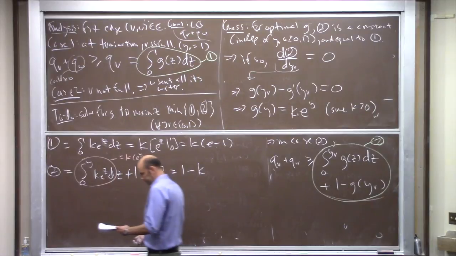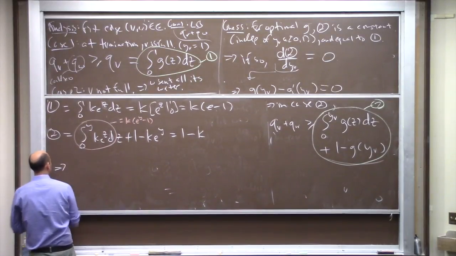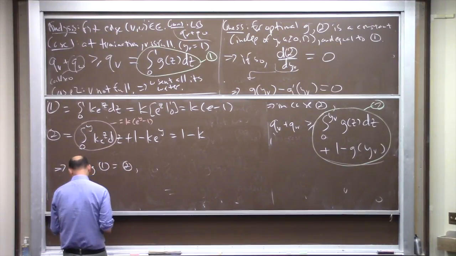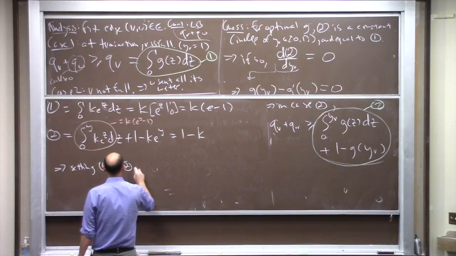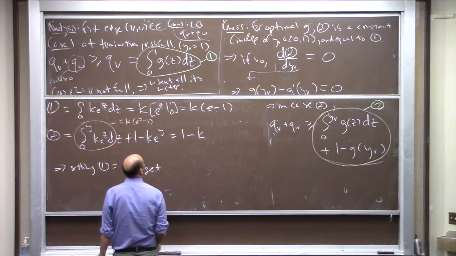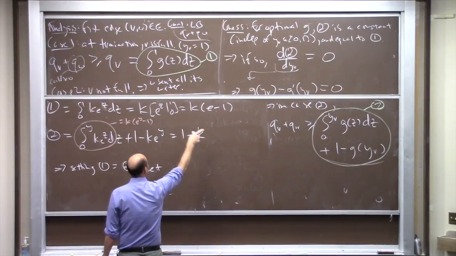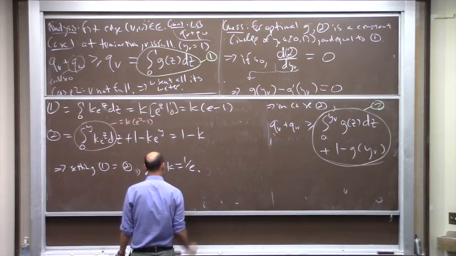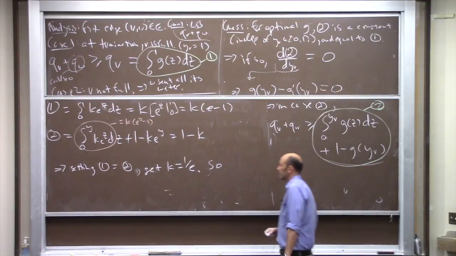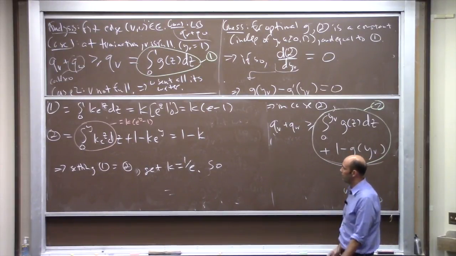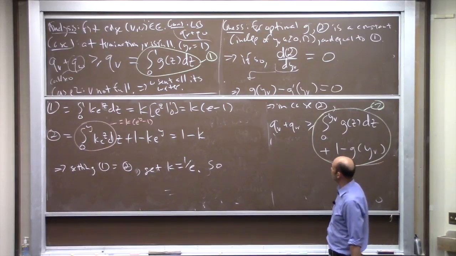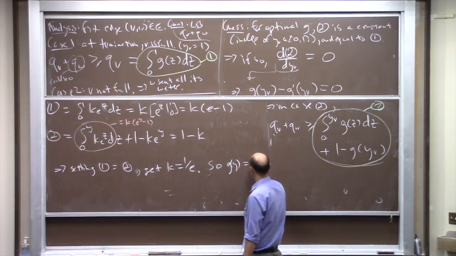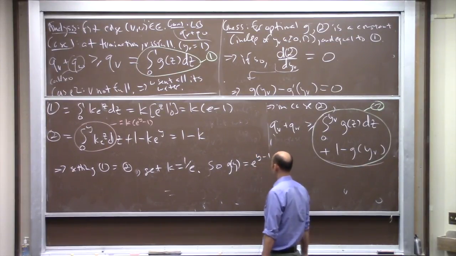So now I just set these equal. So setting 1 equal to 2, what do we get? So move the k over. Should be 1 over e. So I just equalize those two, solve for k, get 1 over e. Plugging back into g, our function g, remember g was k times e to the y. So that gives us g of y is e to the y minus 1 over e.